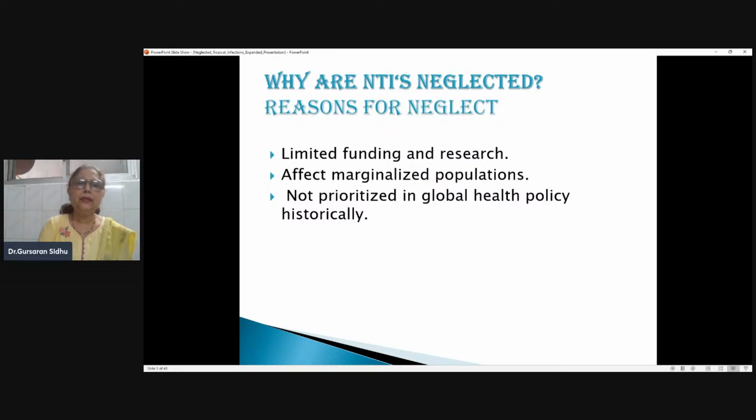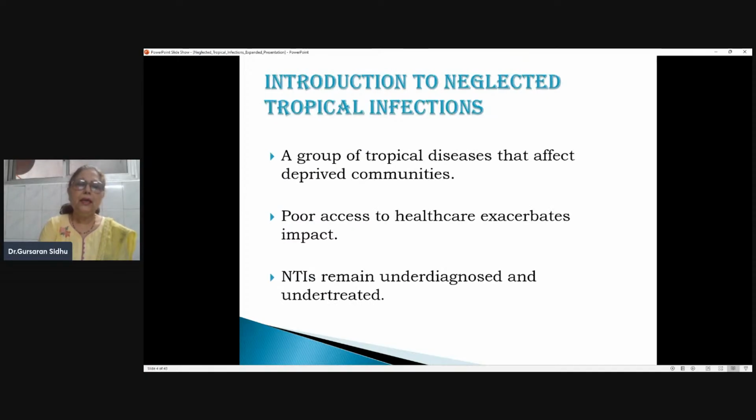It is because there's been limited funding and research, and it affects the marginalized population, and it was not prioritized in global health policies historically. And what are tropical infections? This is a group of infections that affect all kinds of patients, not only deprived communities in the tropical countries, because these organisms live in a tropical environment. People in the deprived communities, deprived meaning those who lack access to clean water and sanitation, are the people who have these problems.